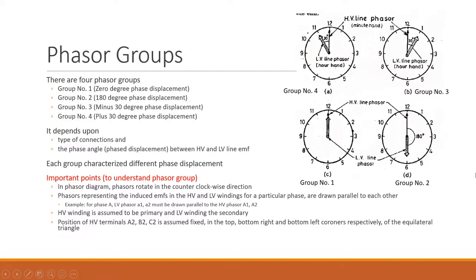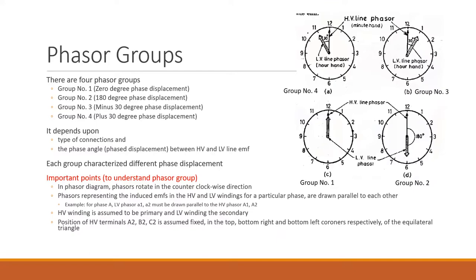Okay, so in the previous lecture we were talking about phasor groups. What we have seen is that there are 4 groups available, called group number 1, 2, 3 and 4. Group number 1 indicates 0-degree phase displacement. Group 2 shows 180-degree phase displacement. Group number 3, minus 30-degree phase displacement. Group number 4, plus 30-degree phase displacement.